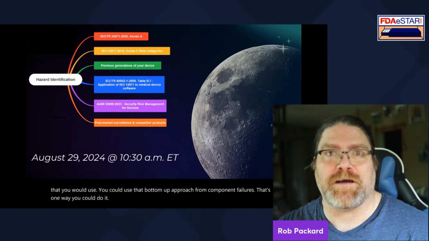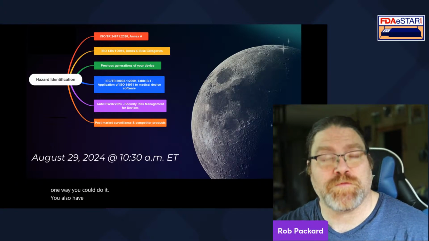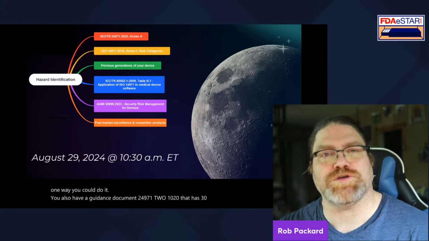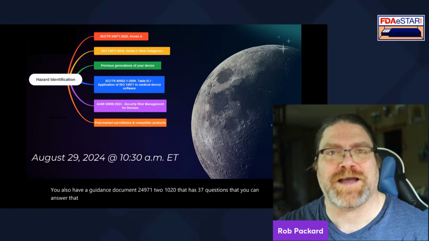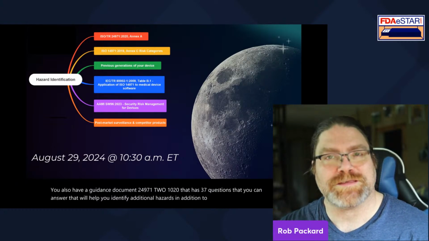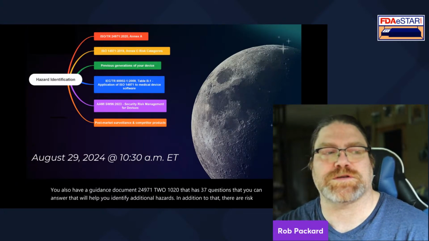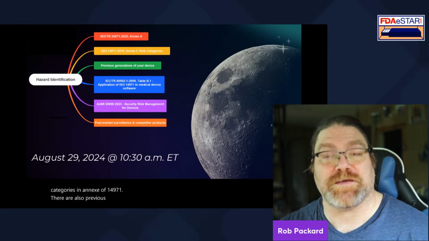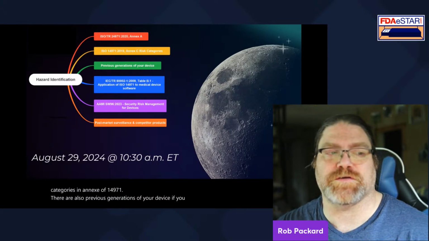You also have a guidance document, 24971, 2020, that has 37 questions that you can answer that will help you identify additional hazards. In addition to that, there are risk categories in Annex C of 14971. There are also previous generations of your device, if you have a previous generation of your device.